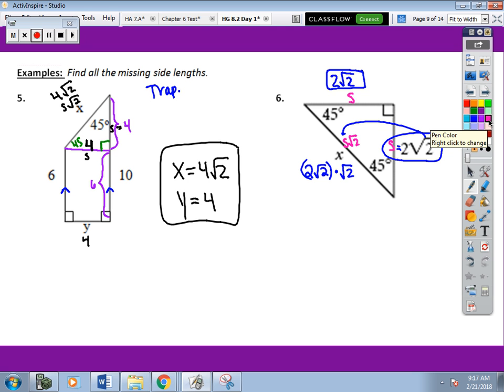What would I get when I simplify that? Maddie? 4. The square root of 2 times the square root of 2 is the square root of 4. This other 2 just comes down. The square root of 4 is 2. 2 times 2 will get you 4. So x is 4.